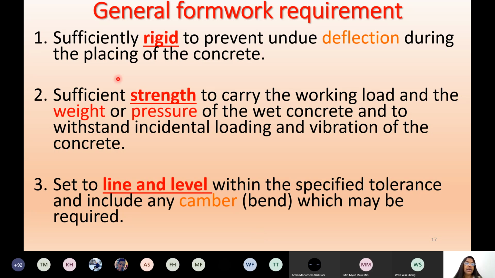Please go through them while preparing for your assessments. Okay, sufficiently rigid to prevent undue deflection during the placing of the concrete, starting from placing of the concrete and all through the period of curing. What is the period of curing? I keep saying it should be stable during period of curing. What may be the period of curing? Two weeks, for all concrete. Okay, let it be 14 days, right? He's saying 14 days for curing.